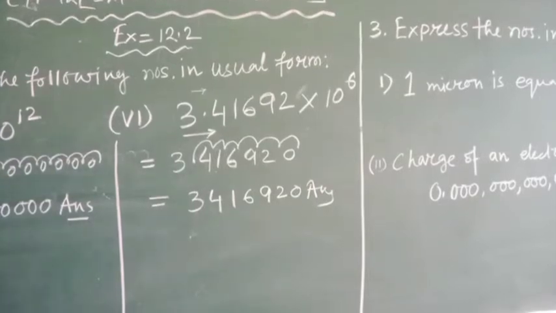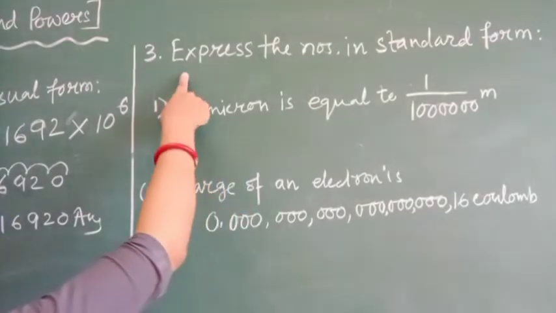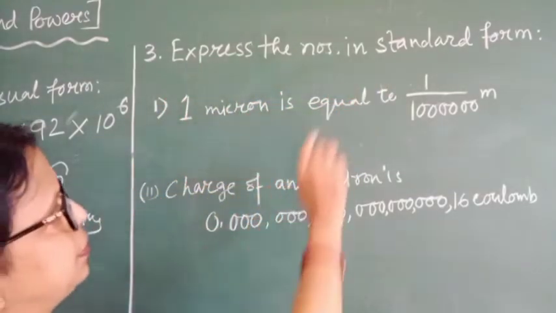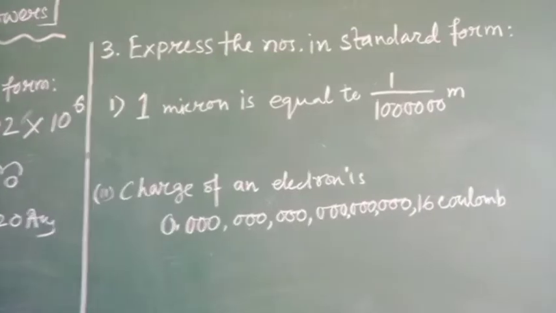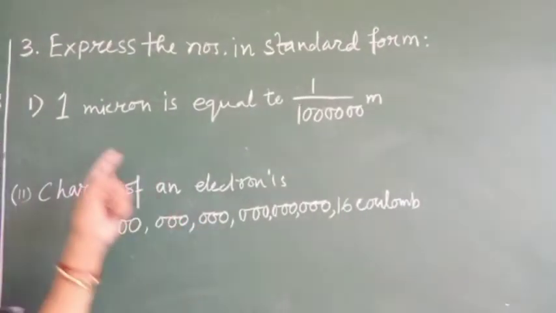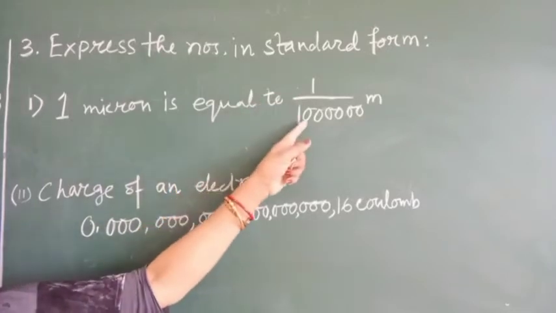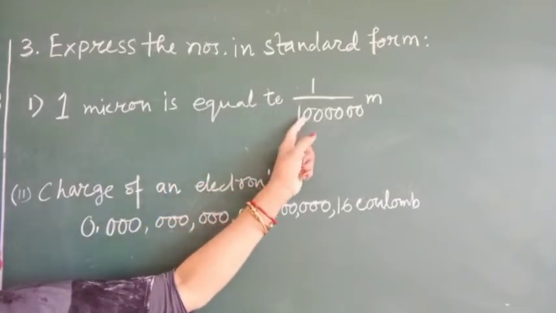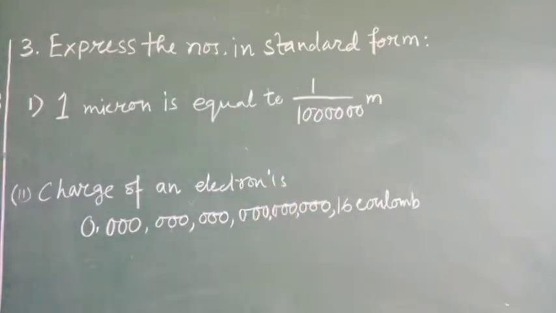Next sum is question number 3. Express the numbers in standard form. The statement is given. From this statement, you have to write the answer in standard form. Read the question here properly. 1 micron is equal to 1 by 10 to the power 6 meter.